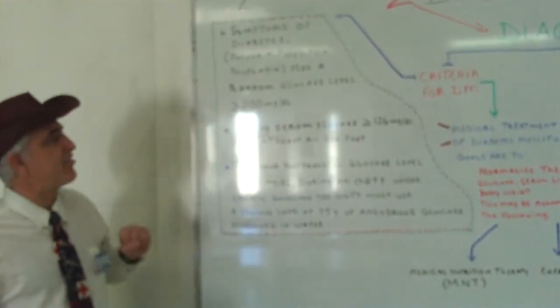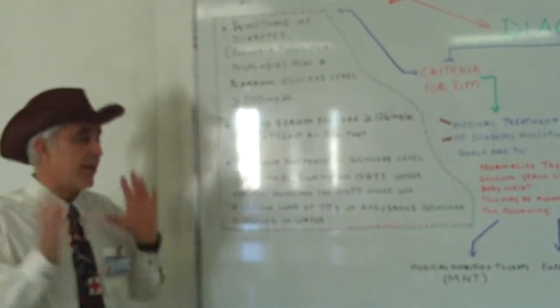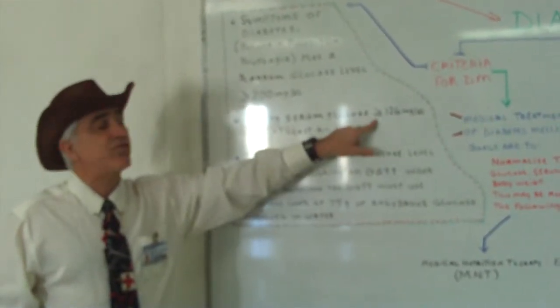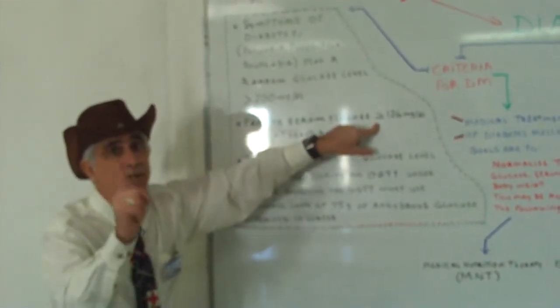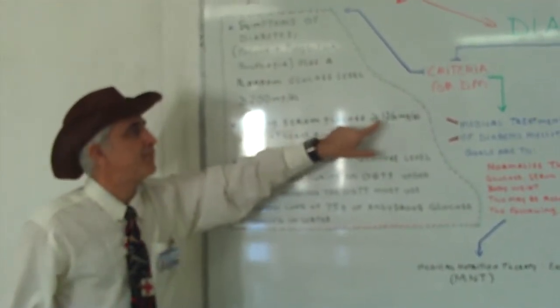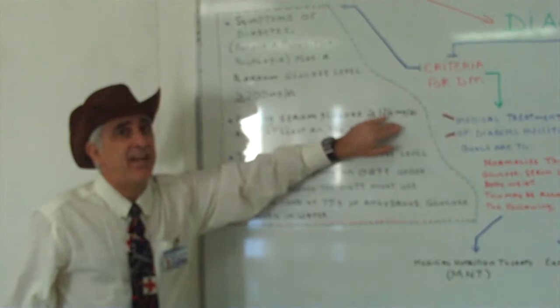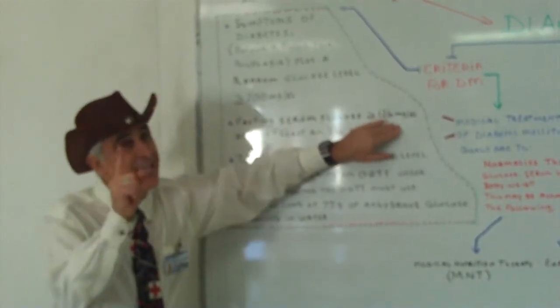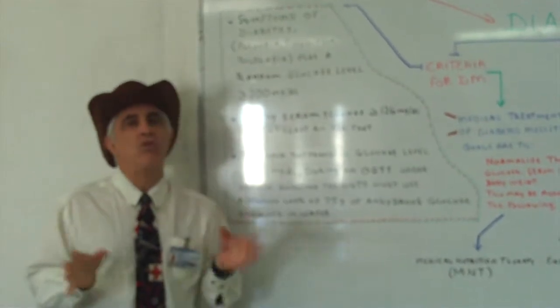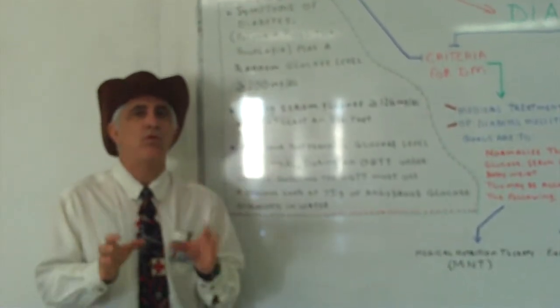Now we get into the fasting glucose. Remember that 8 hours? They have to fast for 8 hours. If you have a fasting glucose equal to or greater than 126, that test is abnormal. That test for diabetes. But again, it has to be on 2 separate occasions. Now we get to the oral glucose tolerance test.